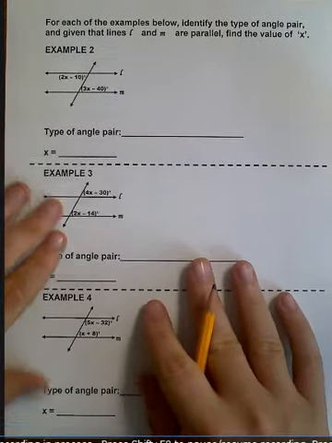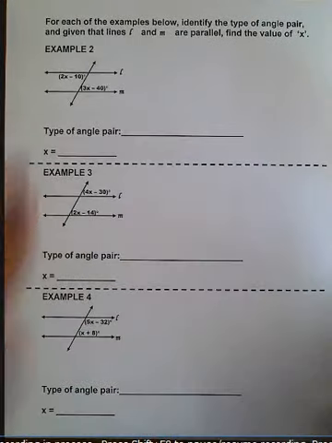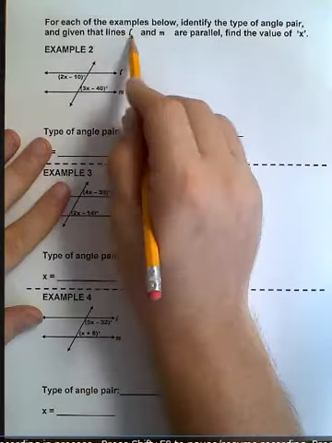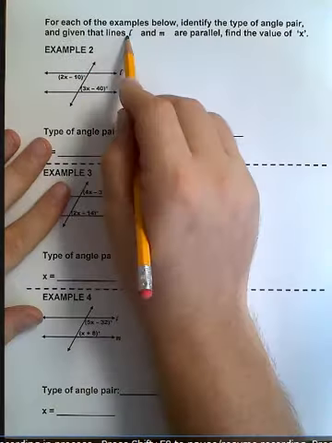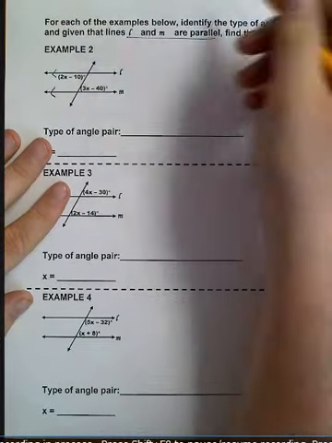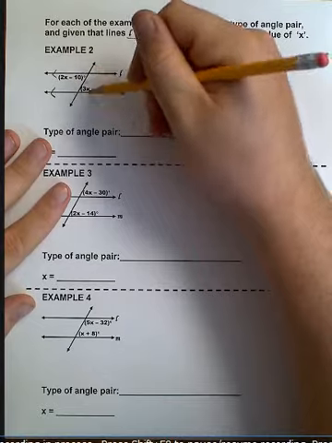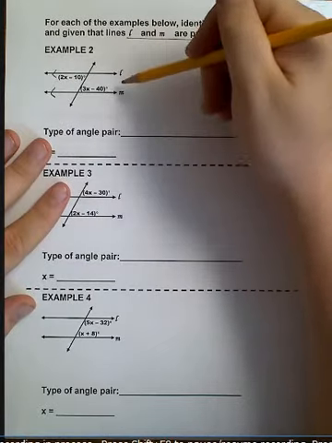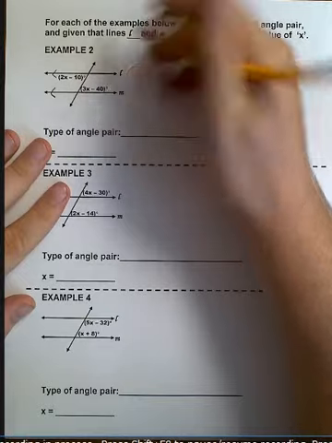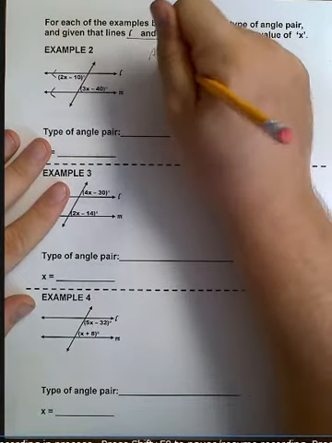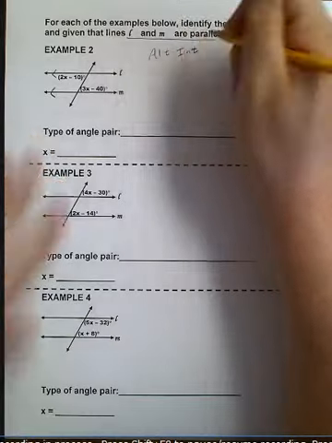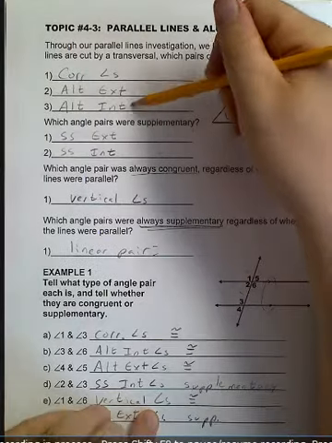Let's go ahead and take a look at example number 2. Here, we're going to do the algebra part of this lesson. Now, it tells us that these are parallel, which means that all of our rules hold true. Look at these two angles that are given to us. They're on opposite sides, interior to the parallel lines. That means that they are alternate interior. Those are congruent.